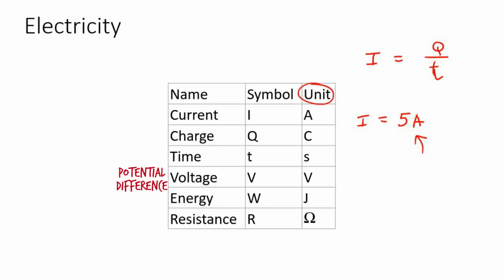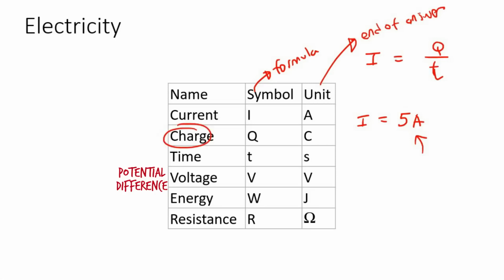So don't confuse unit and symbol. The symbol is what you use in the formula, like over here, and then the unit is when you are giving the answer. So you put it at the end of the answer. End of answer.